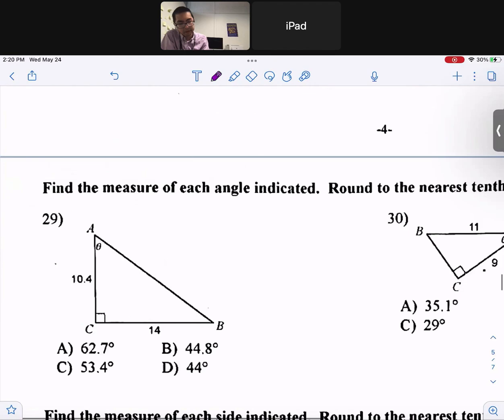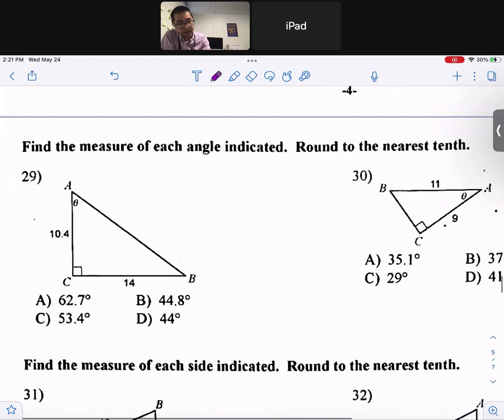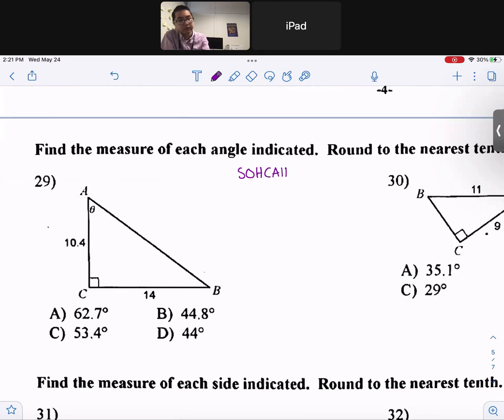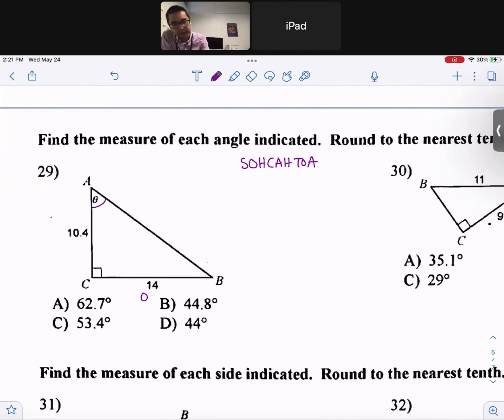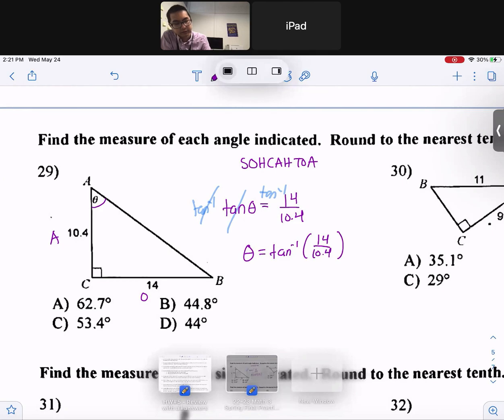Okay, here it says find the measure of each angle. So since we're dealing with trig, still good to use SOHCAHTOA, right? And it says rounded to the nearest tenth. In the perspective of this angle, this is opposite and this is adjacent, right? So tan theta equals opposite over adjacent. Now remember, we're trying to solve for this angle, so we have to do tan inverse on both sides so that the tan inverse will eliminate the tangent. So really, this is what we have to put into your calculator, which is why this is your Desmos portion.